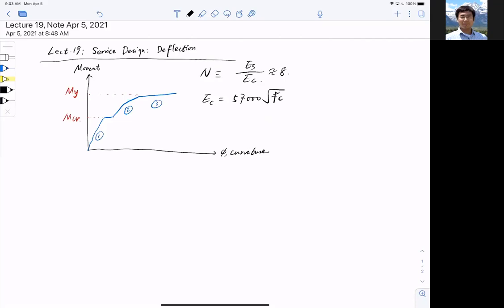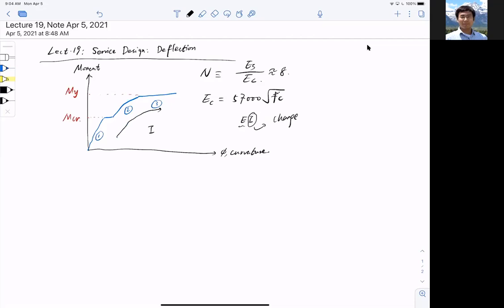And when we talk about deflection, we need a moment of inertia and the Young's modulus E. So we need EI to calculate the deflection. EI is kind of like a bending rigidity. So you notice that E most likely will not change. That's just the concrete itself. What most likely is going to change is the moment of inertia.